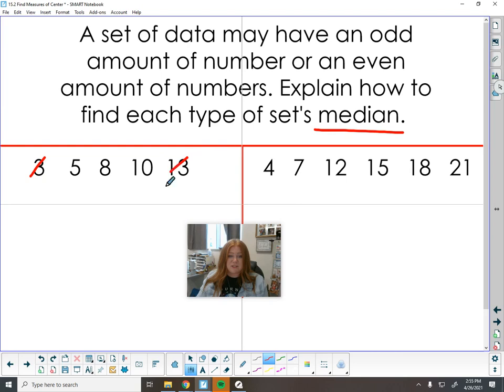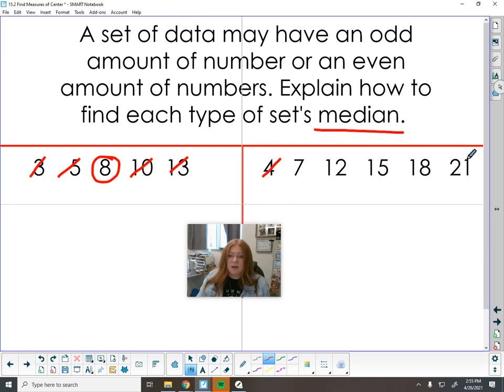Well, 3 matches to 13. 5 and 10 cancel out. So the middle is 8. Pretty simple when it's an odd amount of numbers. Find the middle. All the other ones have pairs and you're left with 1. So now let's try this one.